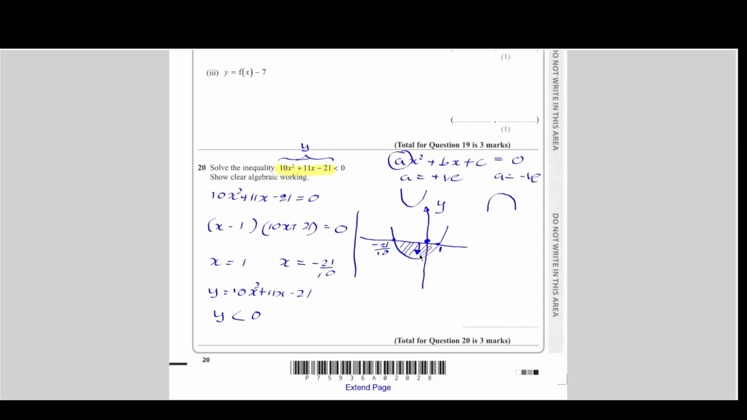Whenever we are representing this part, we write the inequality in this way: x is smaller than 1 and greater than minus 2.1. This is the answer. So you need to show this algebraic working, only this part. No need for this stuff, no need for this curve as well.